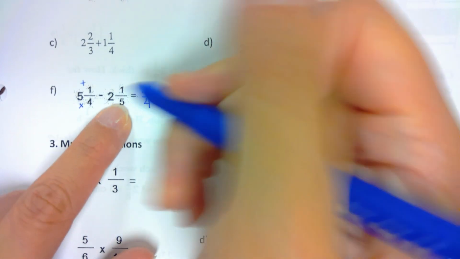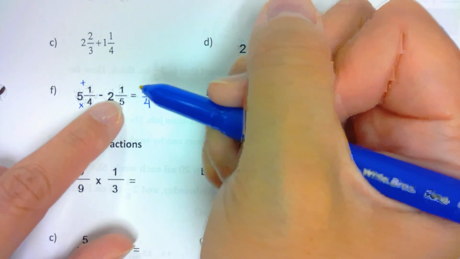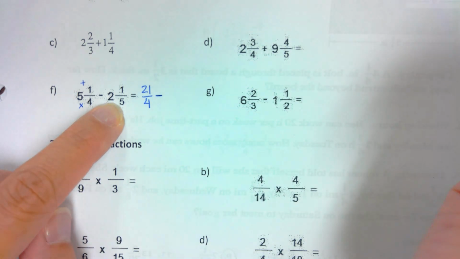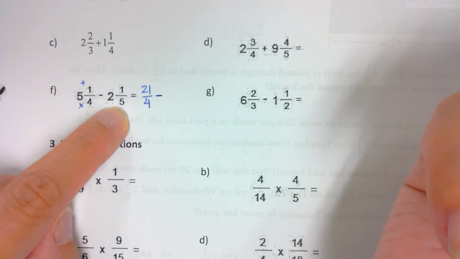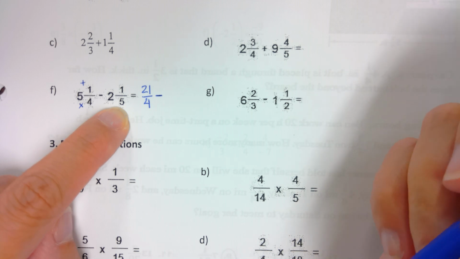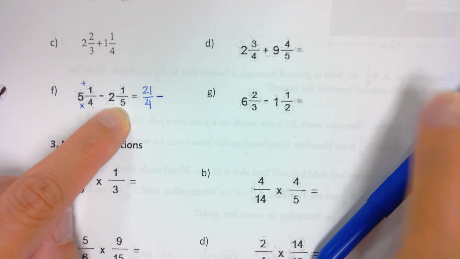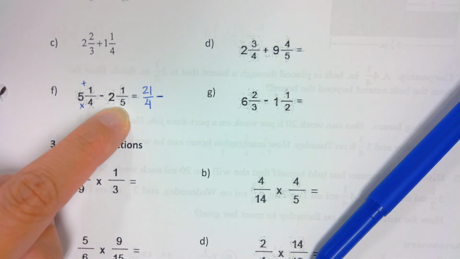Take away 2 times, oh, this right here. What does this give me? If I change this into an improper fraction, is it 11 over 5 or is it 9 over 5? Alright, so who says it's 9 over 5? Who says it's 11 over 5? Good job.